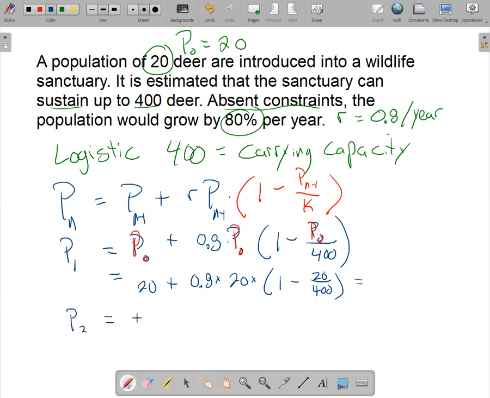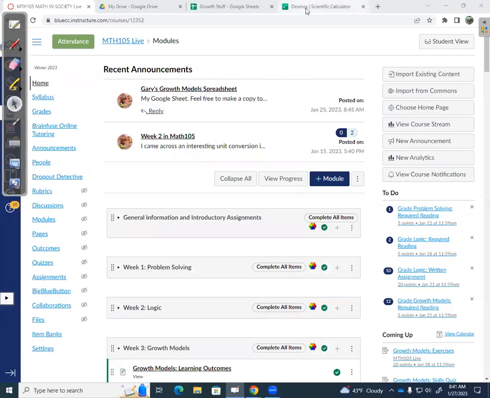In P2, we'll plug in whatever that answer is, plus 0.8 times that new answer, times 1 minus whatever the new answer is over 400. And again, we just keep replacing into there the new answer. And that's why I like using a spreadsheet. But the previous answer button on a calculator can be helpful. So I'm going to do Desmos first and spreadsheet second. Spreadsheet's my preferred method because I can extend it much quicker.